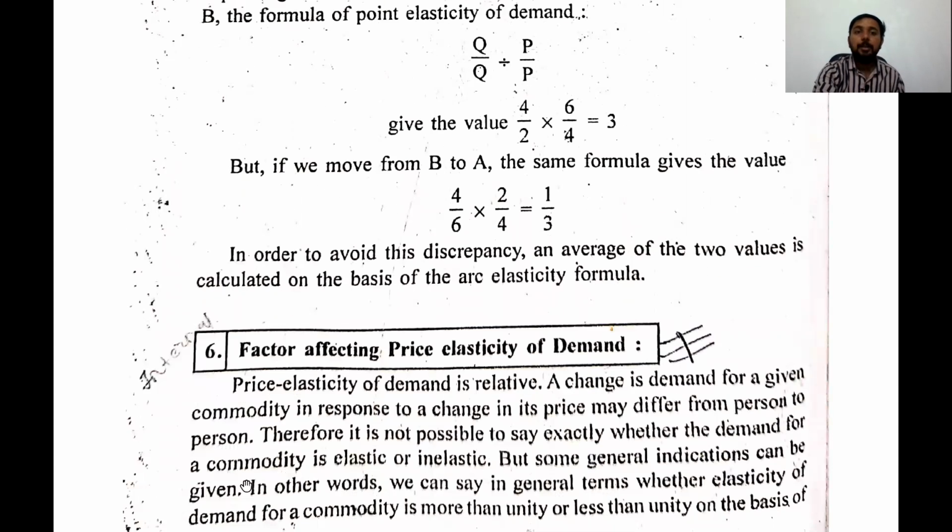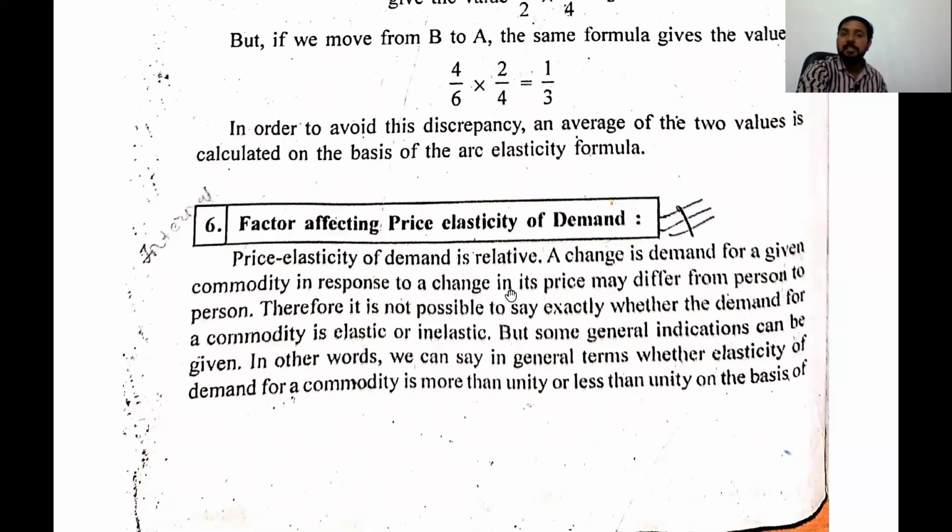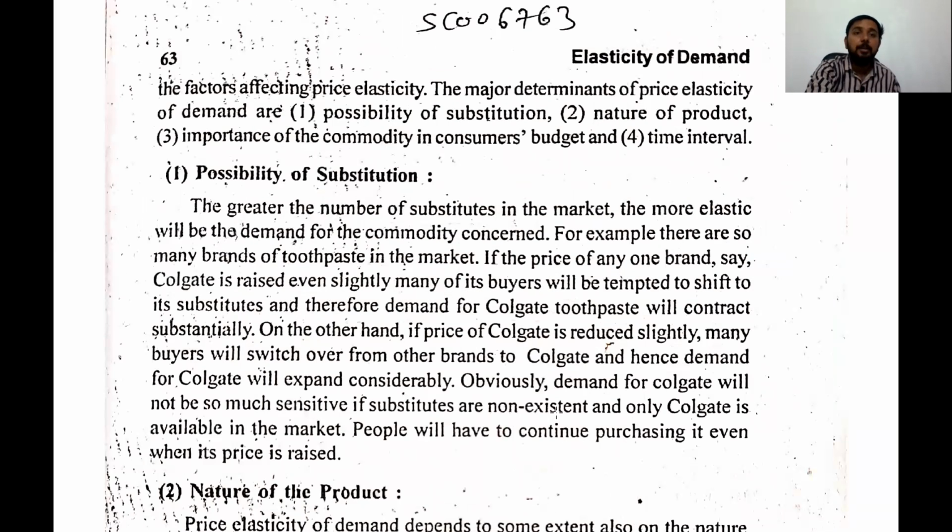Let's see. Price elasticity of demand is relative. A change in demand for a given commodity in response to a change in its price may differ from person to person. Therefore, it is not possible to say exactly whether the demand for a commodity is elastic or inelastic, but some general indications can be given. In other words, we can say in general terms whether elasticity of demand for a commodity is more than unity or less than unity. So we will focus only on the factors that affect the price elasticity of demand.